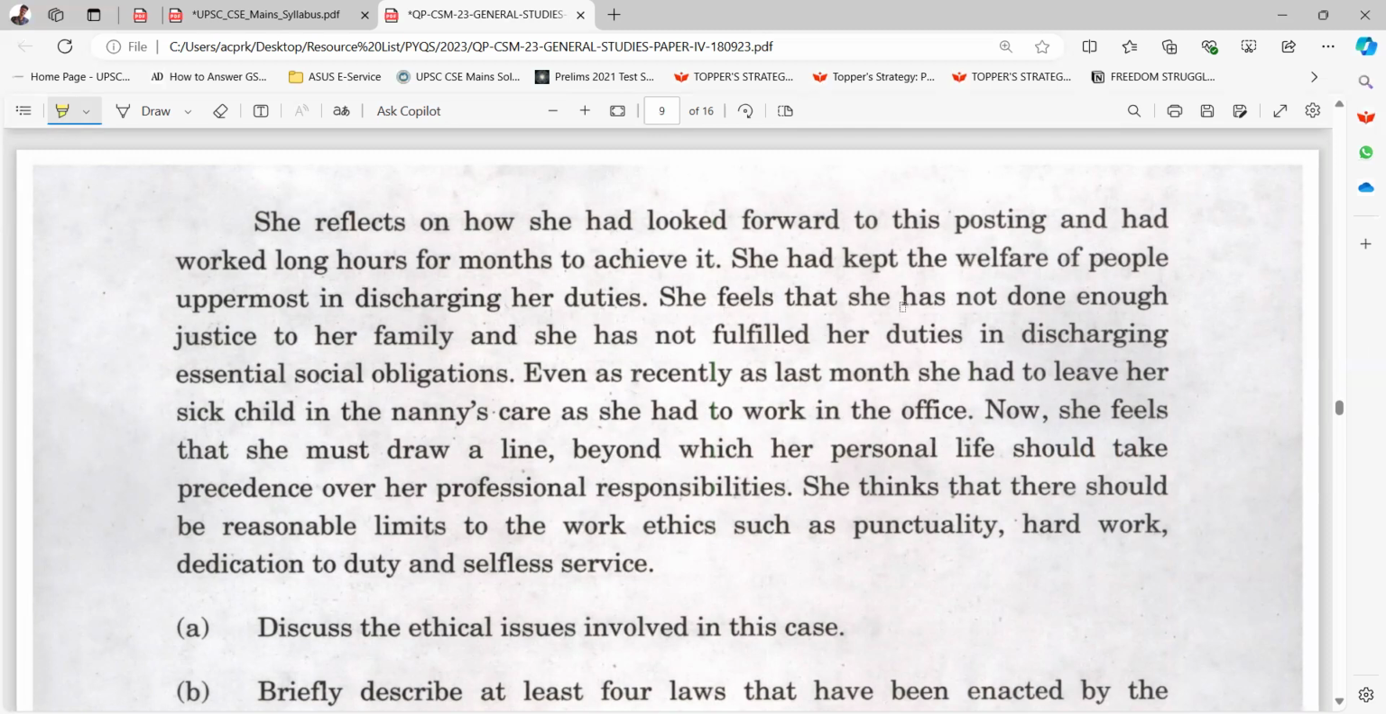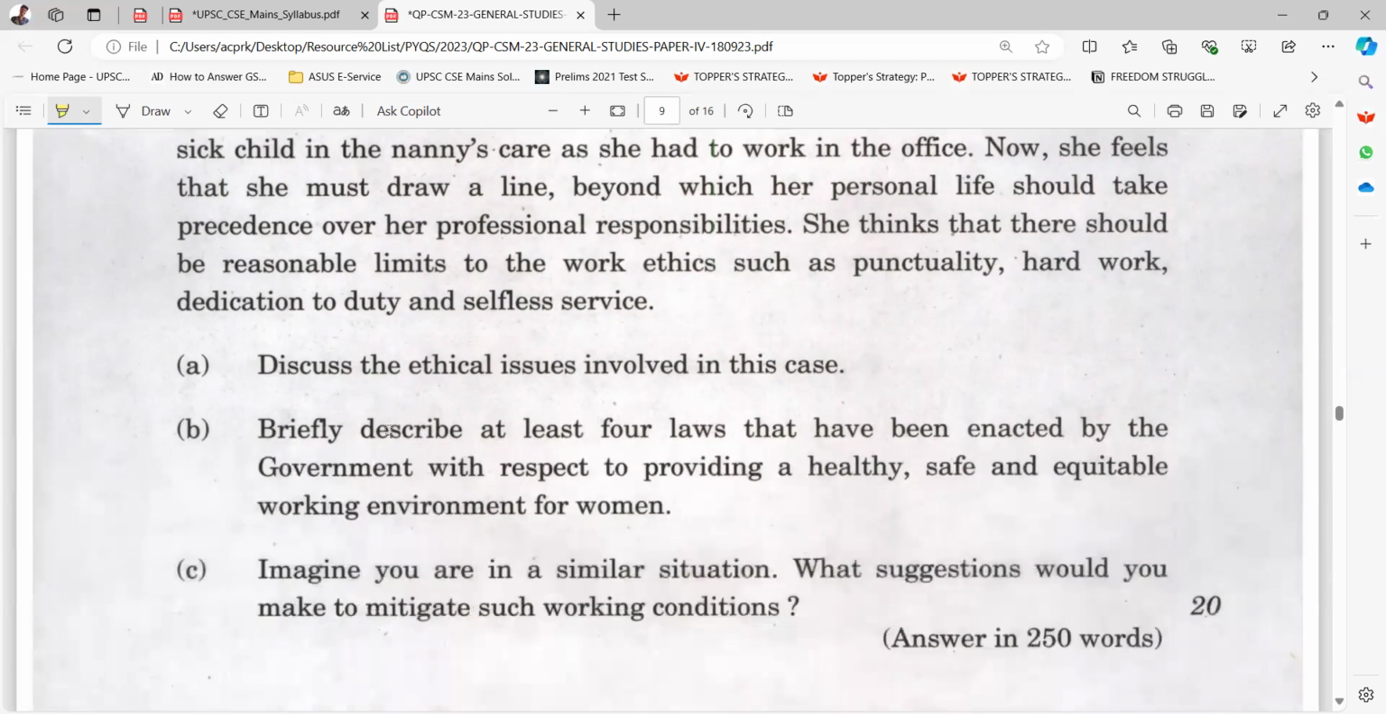She feels that she has not done enough justice to her family and she has not fulfilled her duties in discharging essential social obligations. Even as recently as last month, she had to leave her sick child in the nanny's care as she had to work in the office. Now she feels that she must draw a line beyond which her personal life should take precedence over her professional responsibilities. She thinks that there should be reasonable limits to the work ethics such as punctuality, hard work, dedication to duty, and selfless service.